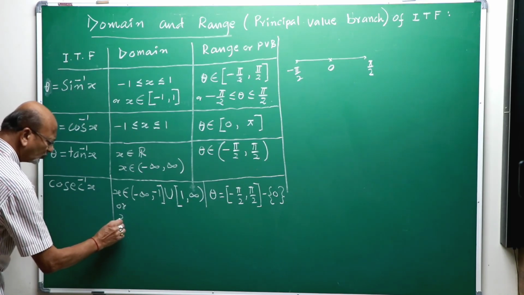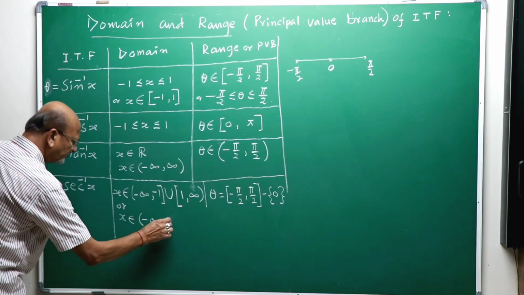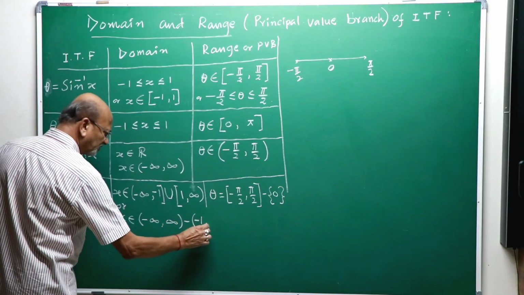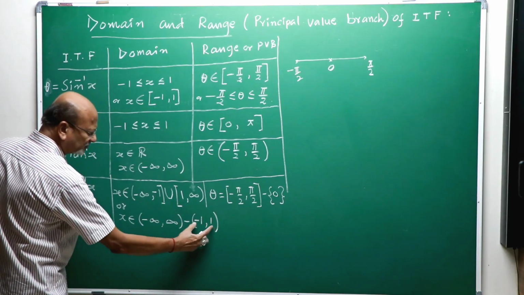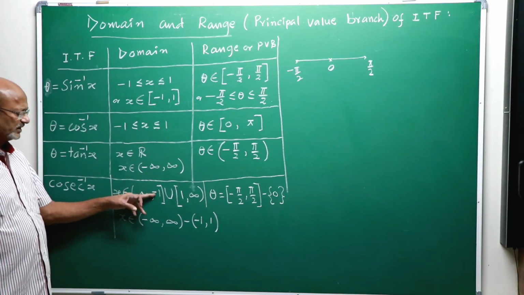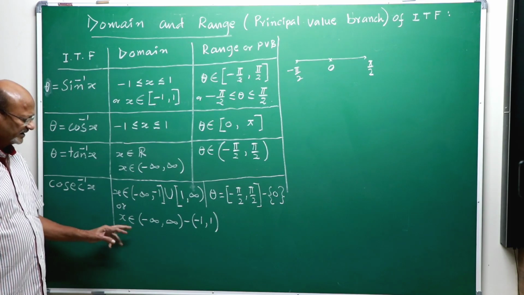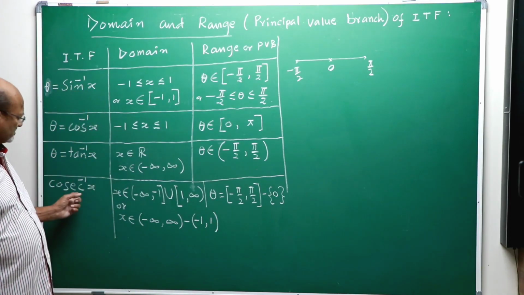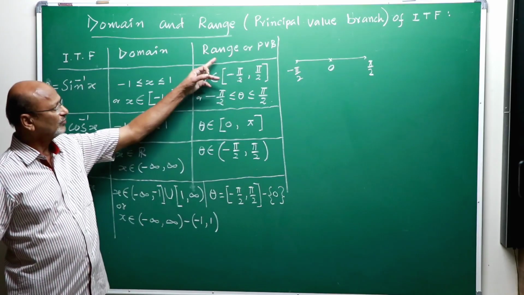The same thing you can write as: x belongs to the open interval minus infinity to plus infinity, minus the open interval minus 1 to plus 1. Why? The closed values, minus 1 and plus 1, are included, the ends are not excepted. What remains is the open interval minus 1 to plus 1 that is removed. Either you can write it in this way: minus infinity to minus 1 closed, union, 1 to infinity closed. Or the same thing you can write as minus infinity to plus infinity except this open interval minus 1 to plus 1. In the remaining, x is defined. Yes, this is the domain of cosec inverse, and this is the range of cosec inverse.